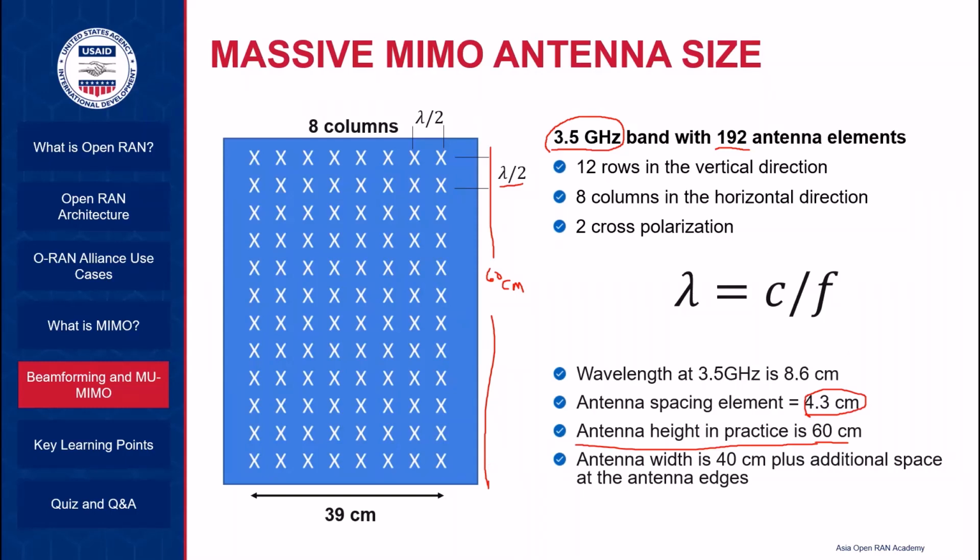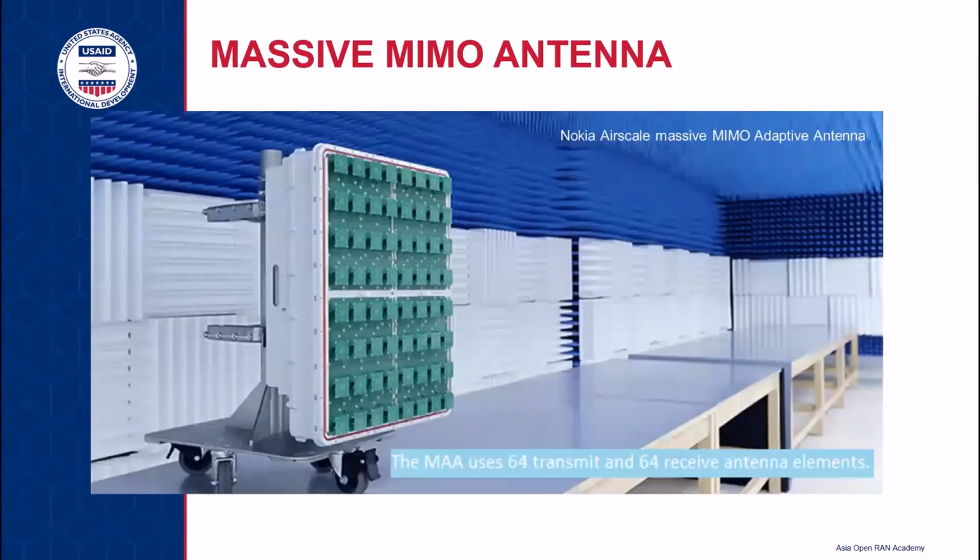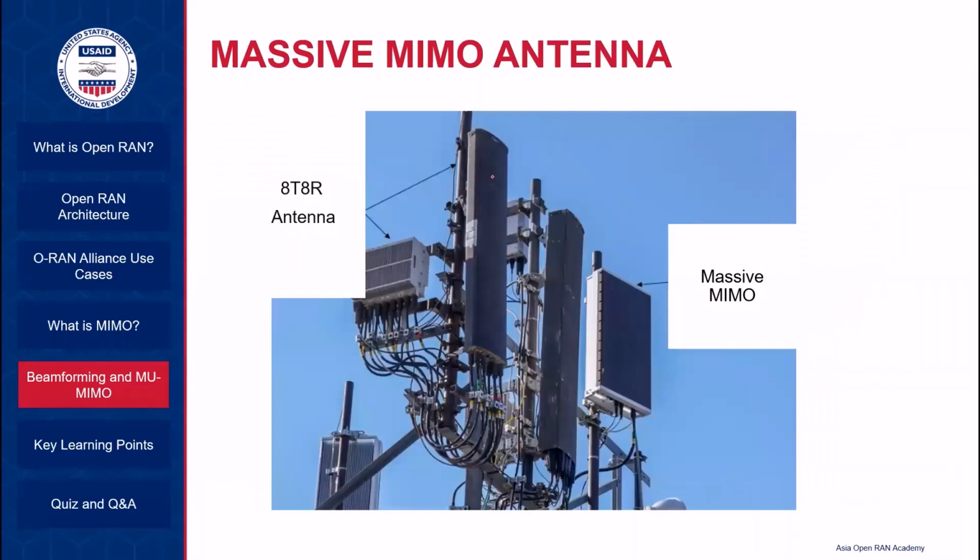Okay? So, massive MIMO antenna, ganitong itsura niyan sa loob. So, ito yung mga antenna elements separated, half of the wavelength to each other. So, this is an example of a Nokia AirScale massive MIMO adaptive antenna. Okay, so 64 transmit and 64 receive antenna elements. And then when you compare it to different antenna, ito naman yung 8T8R, yung 8x8 MIMO. So, meron siyang 8 ports. 8 transmit. And ganito naman yung massive MIMO natin. Okay, so ganyan yung itsura niyan.